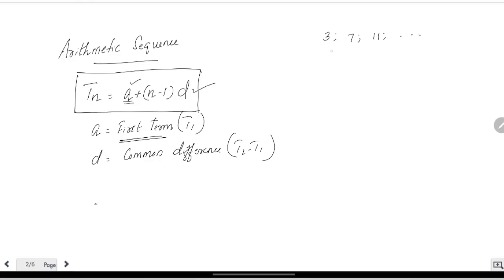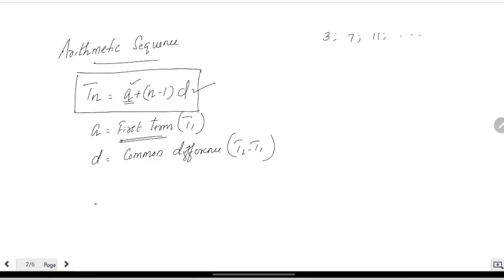Series means if you write this as 3 plus 7 plus 11, where the terms are added with a plus sign in between, then we call it a series. That is the main difference between sequences and series. Now we are going to deal with the sequence, where terms are separated by semicolons. The series and its properties we will study later. So this one is a sequence.